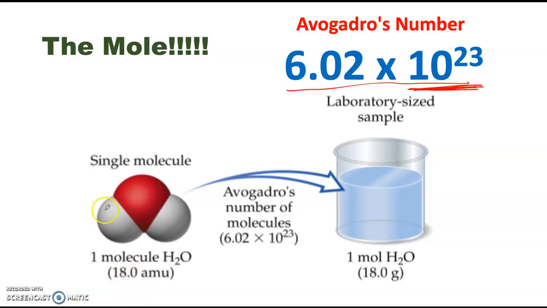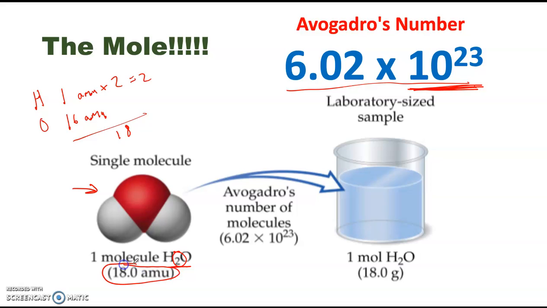Now a single molecule. We've got 1 molecule of H2O. If you add it up on the periodic table, hydrogen weighs about 1 AMU and oxygen weighs about 16 AMU. Because there's 2 hydrogens, I have to multiply this by 2, so this equals 2 plus 16. That's where I get the 18 AMU. So 1 single molecule weighs 18 AMU.